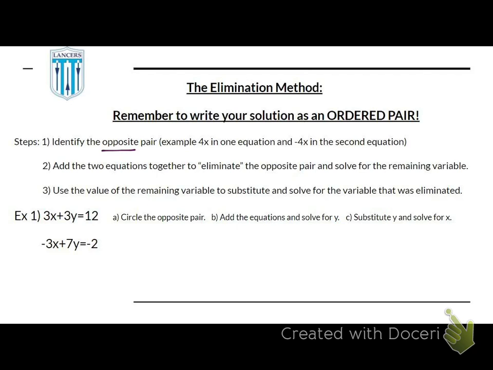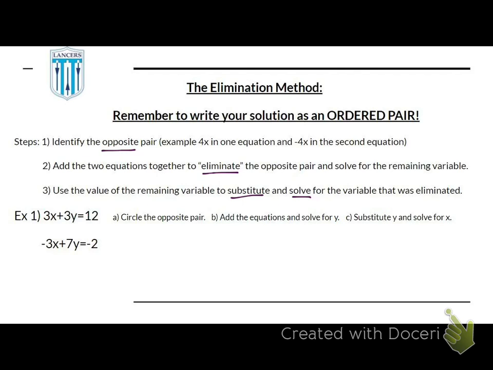Add the 2 equations together to eliminate the opposite pair and solve for the remaining variable. So whatever variable is left after one of them eliminates, you'll solve for that. Use the value of the remaining variable to substitute and solve for the variable that was originally eliminated. So those are our steps.